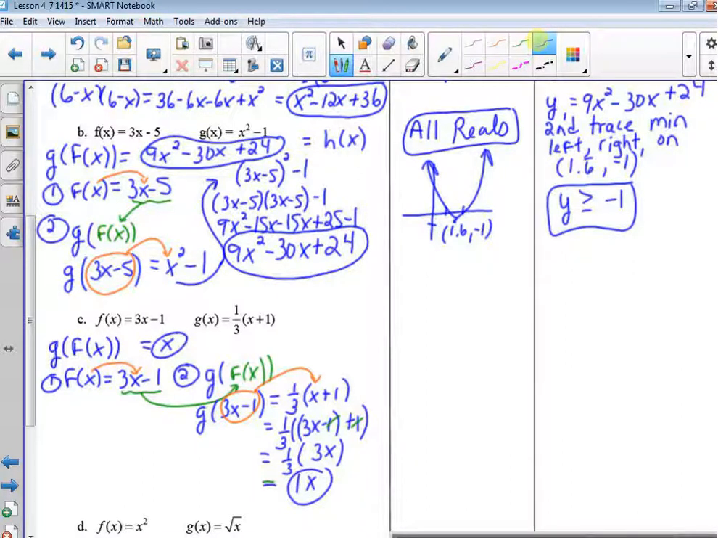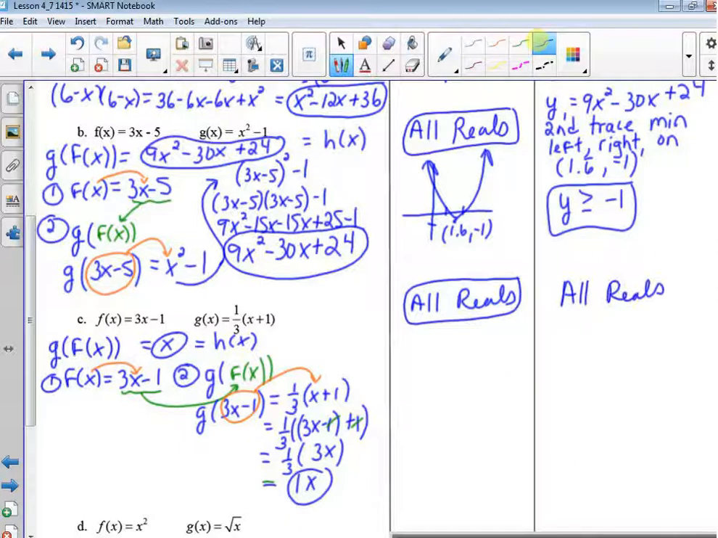Okay, so when we are considering the domain of h of x, which this is equal to, we also need to consider the domains of f and g, and if any of them are limited, then h's domain has to be limited. But they're all reals, and so is this one, all reals. So we get all reals. We have oblique lines. So it's all reals for the domain and all reals for the range.